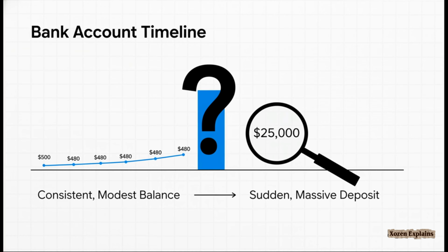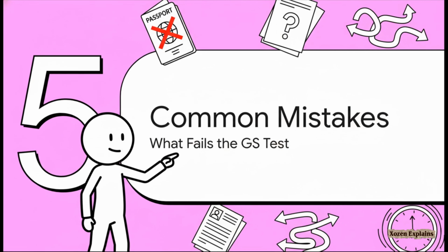For example, a large unexplained sum of money deposited into an account, even if legitimate, can weaken an application. It raises questions and undermines the credibility of your overall profile. We now arrive at our final section, Common Application Mistakes. This will outline what fails the GS test most frequently.